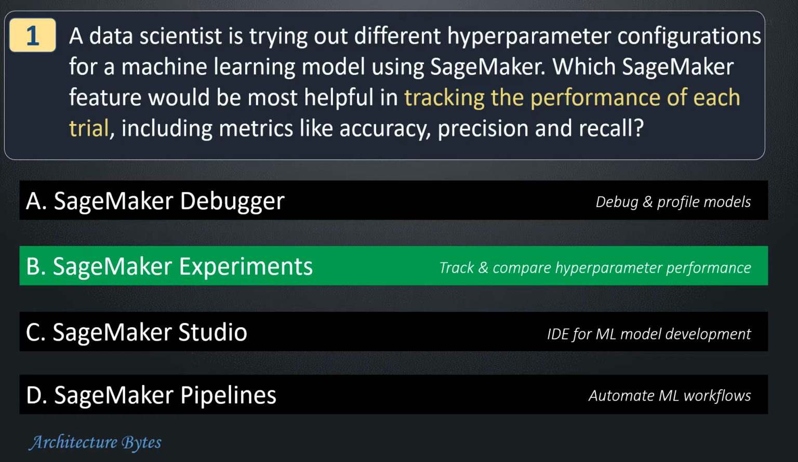SageMaker Debugger is for debugging and profiling models, not comparing experiments. SageMaker Studio is a web-based IDE for machine learning development, not specifically designed for experiment tracking. SageMaker Pipelines are for automating machine learning workflows.